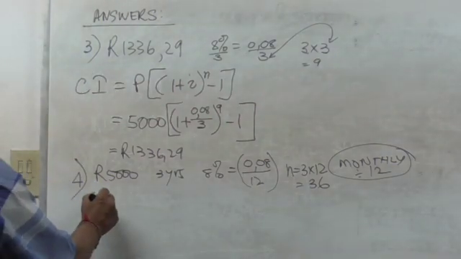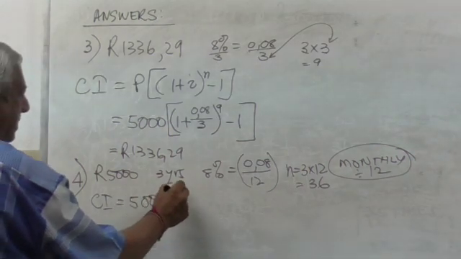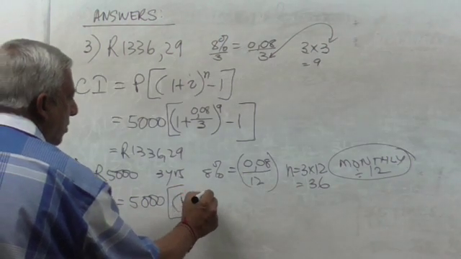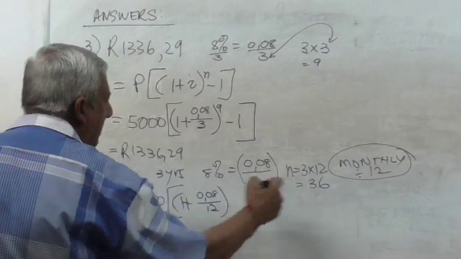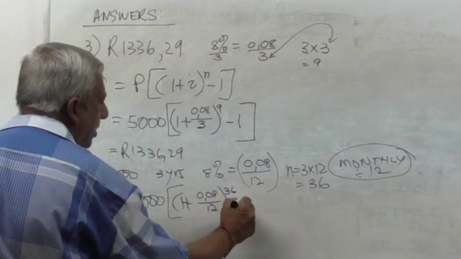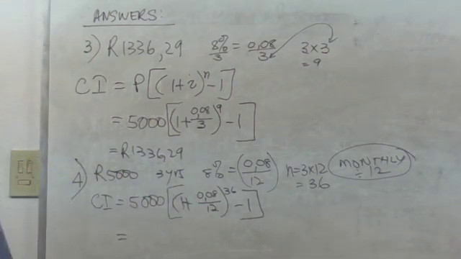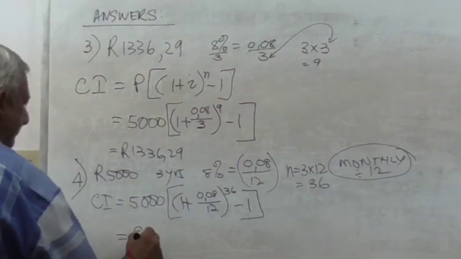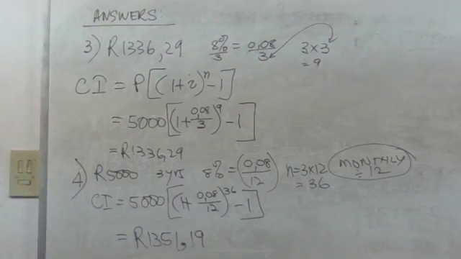So this working will be, the compound interest is equal to 5,000 into 1 plus 0,08 all over 12. The n is 36 minus 1. And when you put that into the calculator, you will end up with the answer 1351,19.